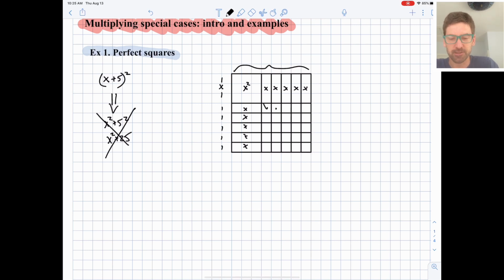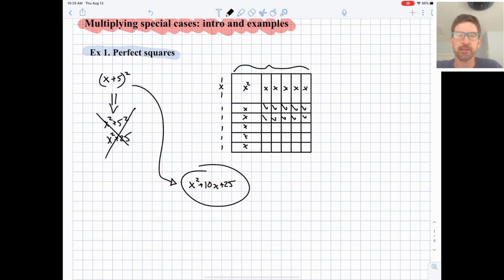And then each of these little squares in here, I'm not going to check them all off, but each of those guys are going to be 1 by 1, so they'll have a total area of 25. Okay, so x plus 5 quantity squared, the true outcome is x squared plus 10x plus 25. Okay, that's the correct outcome.